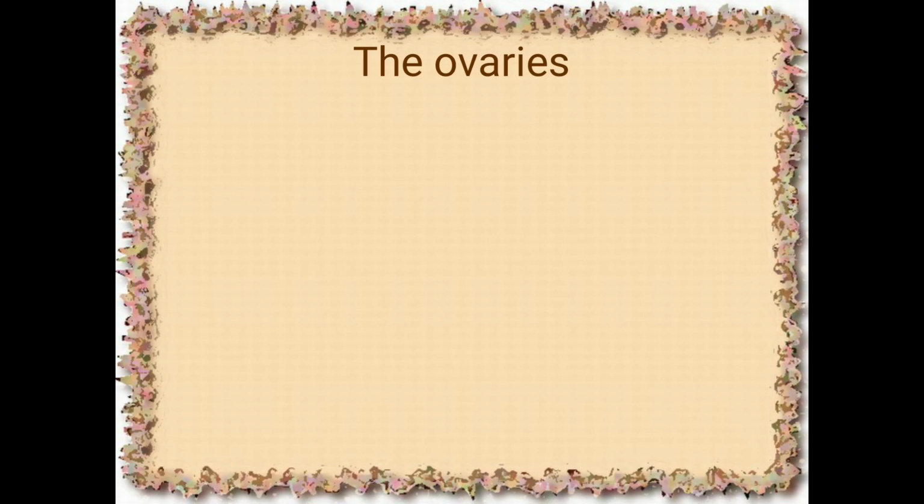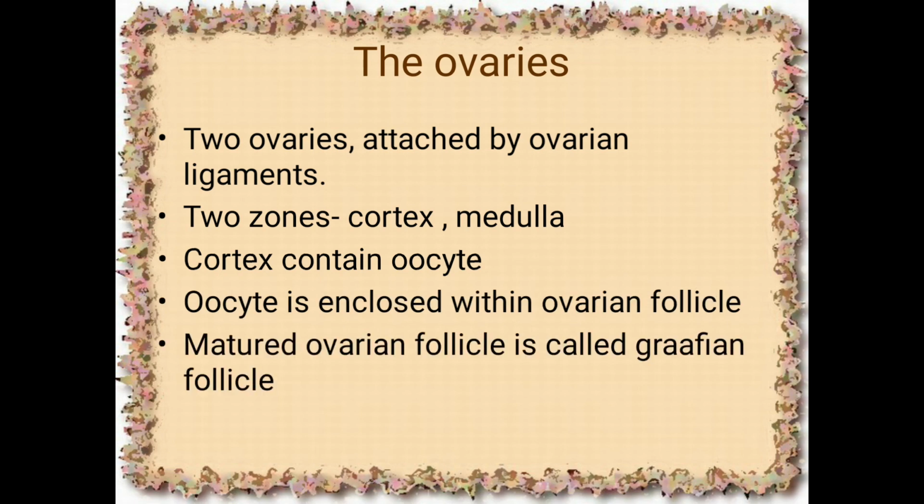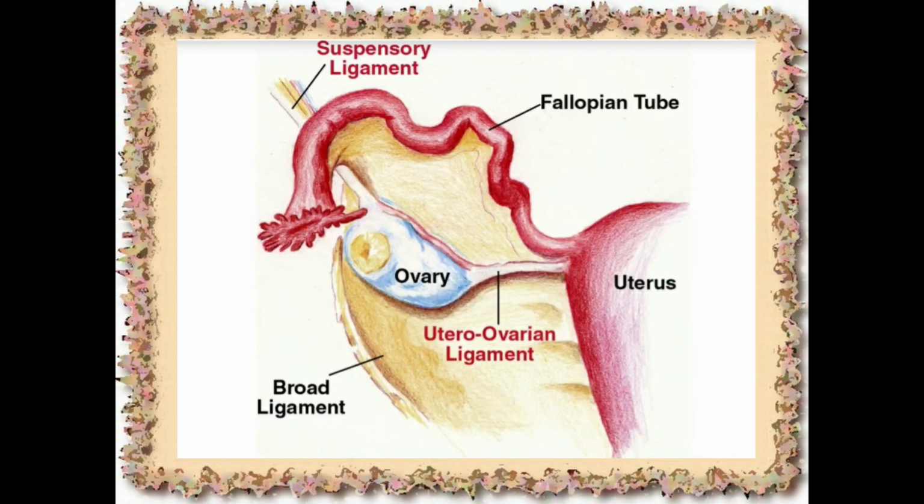Next are the ovaries. There are two ovaries, one present on each side of the uterus. They are attached to the uterus by the ovarian ligament. See the ovarian ligament; this is one side. The ovary is attached to the uterus by the ovarian ligament.